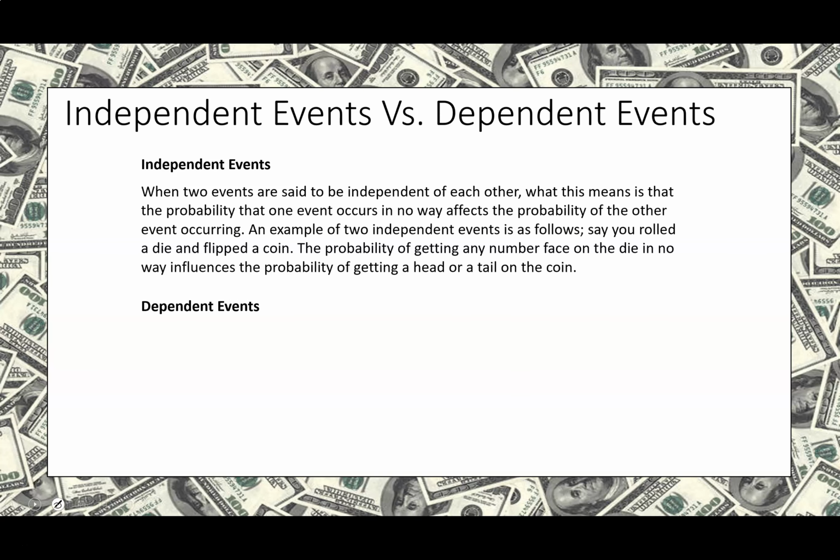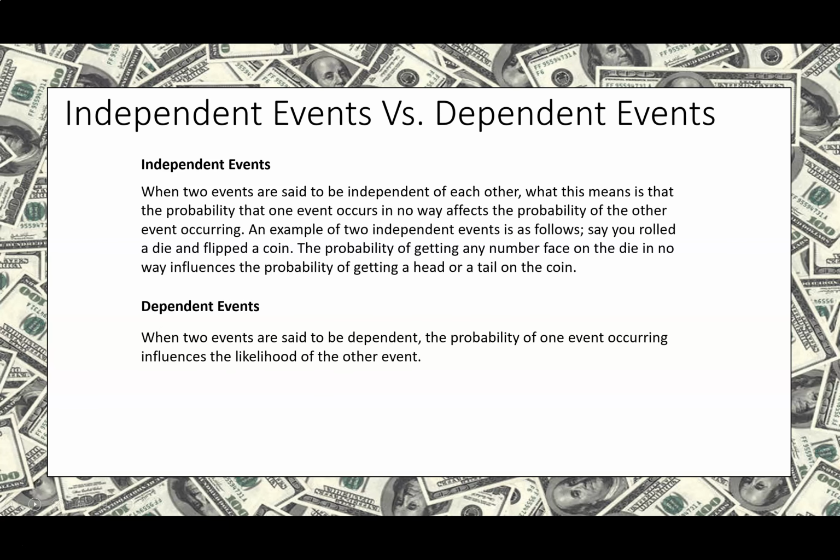Okay, what about dependent events? When two events are said to be dependent, the probability of one event occurring influences the likelihood of the other event. So for example, let's say you have a bag with a black marble in it, and you've got a red marble, maybe 2 red marbles, and then maybe you have a purple marble. All right, the question is, if you pull out a marble, you're going to do a 2 marble pull. And you pull one out, so the first pull, let's say you pull out the black.